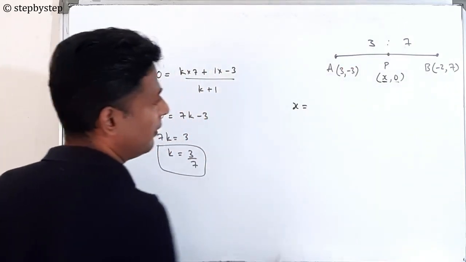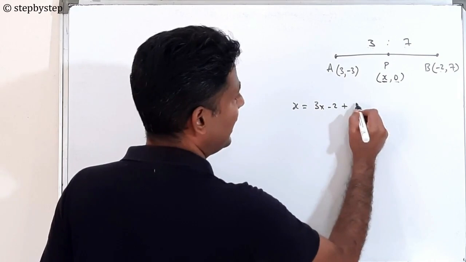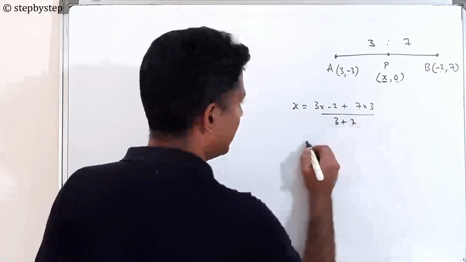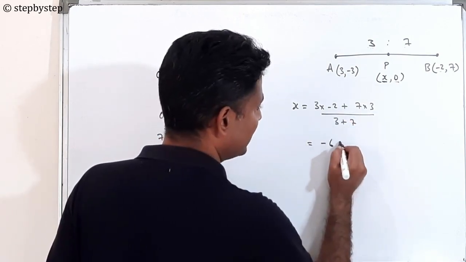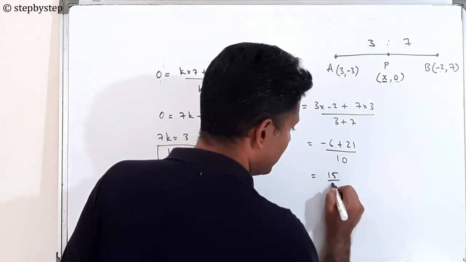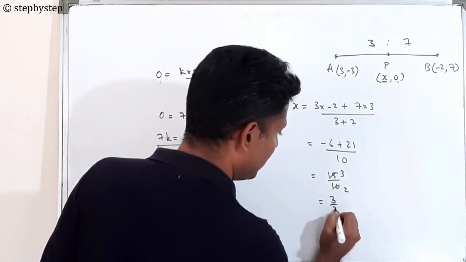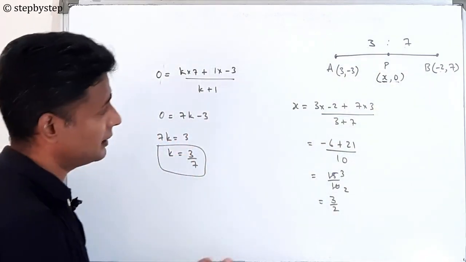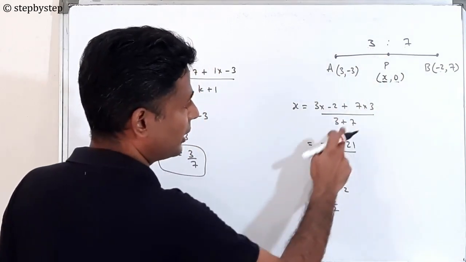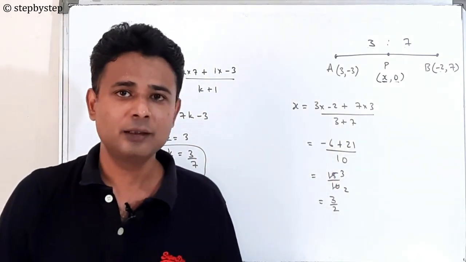What is the x coordinate of the point dividing a line? m into x2, that is 3 into minus 2, plus n into x1, that is 7 into 3, by m plus n. So we get 3 into minus 2, minus 6, plus 21, by 10. So we get 15 by 10. So 5 3s are 15 and 5 2s are 10. So what is the x coordinate? 3 by 2. Since I've got a fraction, I'll check again. m into x2, 3 into minus 2, plus n into x1, that is 7 into 3, by 3 plus 7. So this is correct. So the x coordinate is 3 by 2.